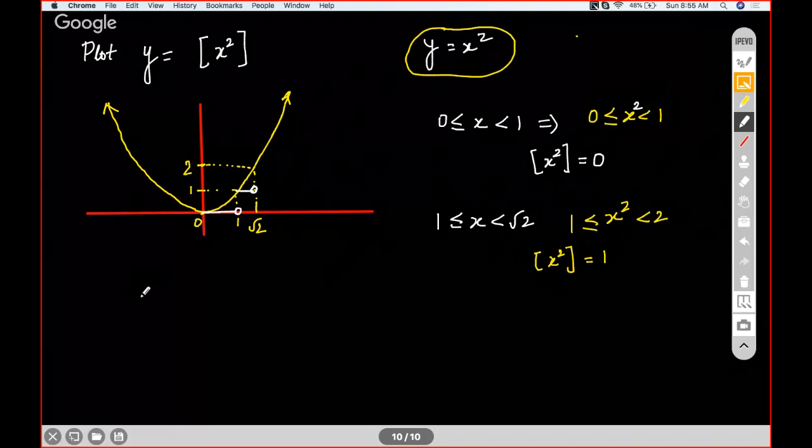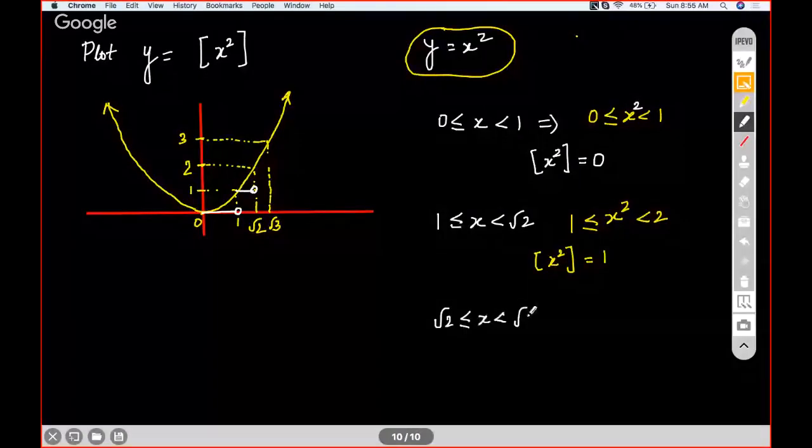Understood? Can you guide me with the next step? Ask yourself, when is it 3? For 3, it will be 3 equals x square. So x should be plus or minus root 3, right? So basically when x is between root 2 and root 3, x square is between 2 and 3.